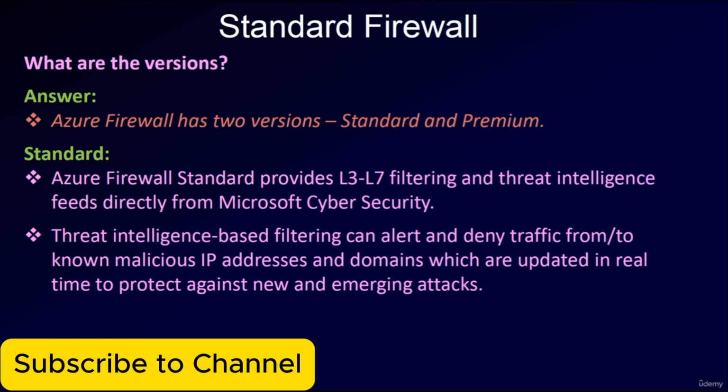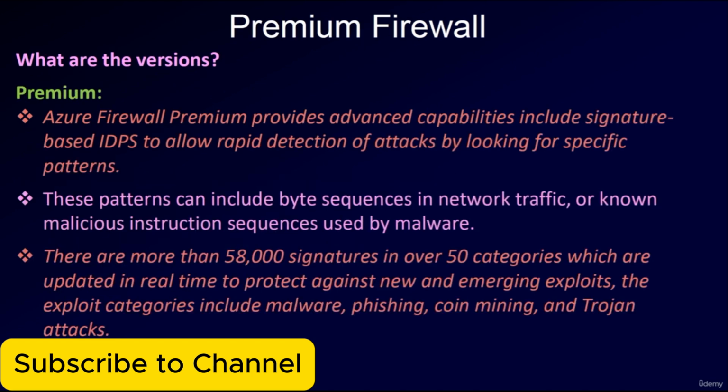So what are the versions? Well, Azure Firewall has two versions. We have the standard and the premium. Well, the standard Azure Firewall provides layer 3 and layer 7 filtering and threat intelligence feeds directly from the Microsoft Cybersecurity Center. The threat intelligence based filtering can alert or deny traffic to and from known malicious IP addresses and domains, and they are updated in real time to protect against any new and emerging attacks.